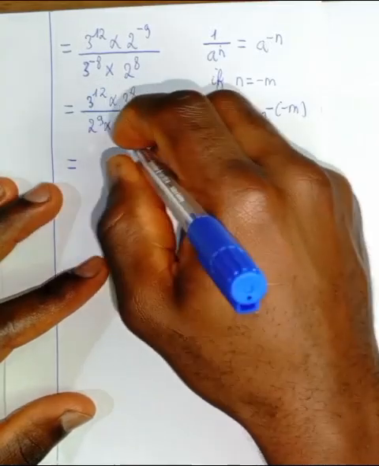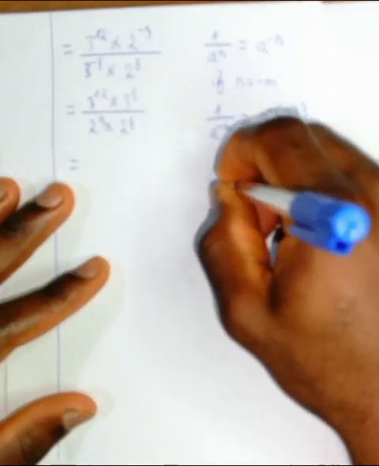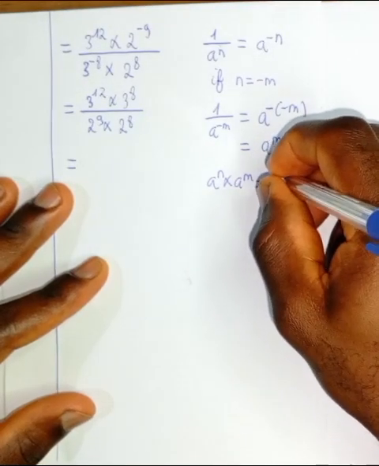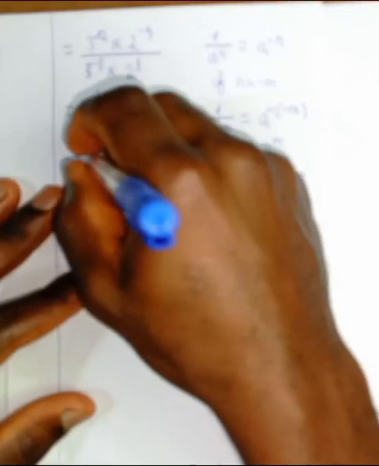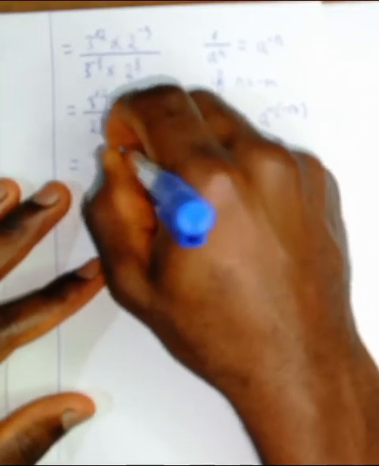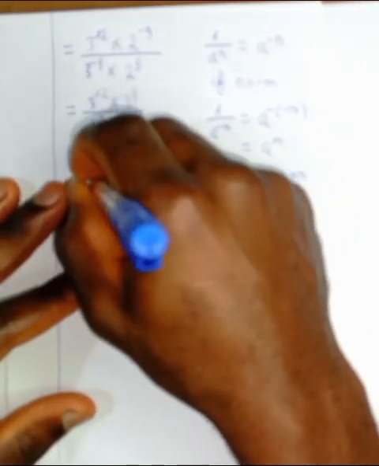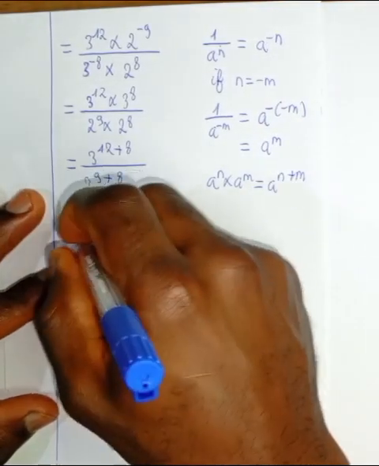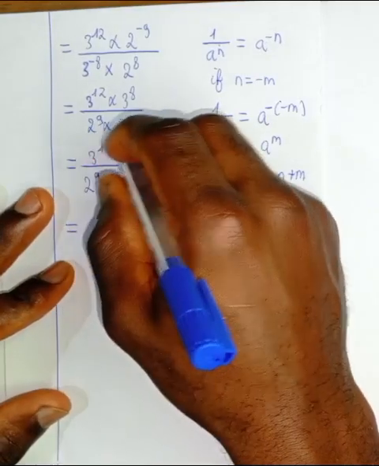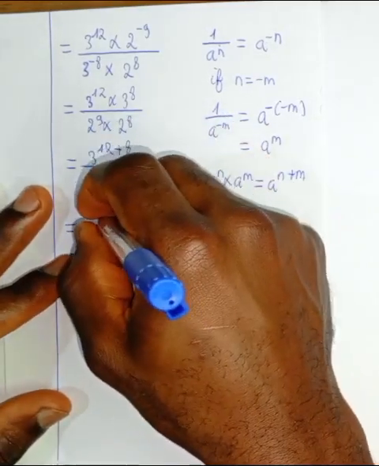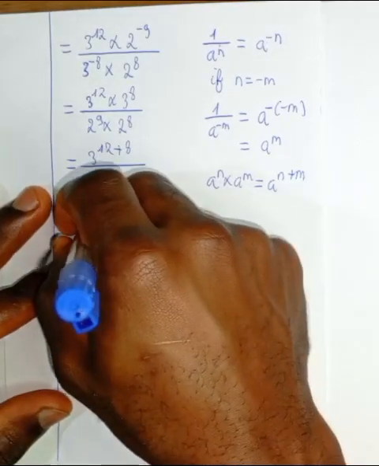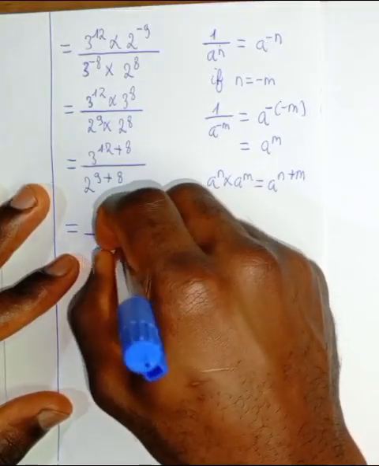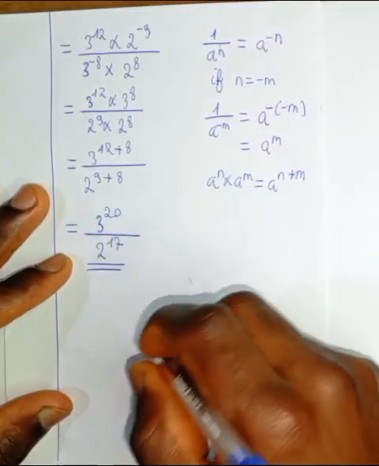This will simply be equal to, we are going to apply the laws of indices. e raised to the power n times e raised to the power m is simply equal to e raised to the power n plus m. This will give us 3 raised to the power 12 plus 8 all over 2 raised to the power 9 plus 8. This will simply be equal to 3 raised to the power 12 plus 8 gives us 20 all over 2 raised to the power 9 plus 8 gives us 17. This is the final answer.